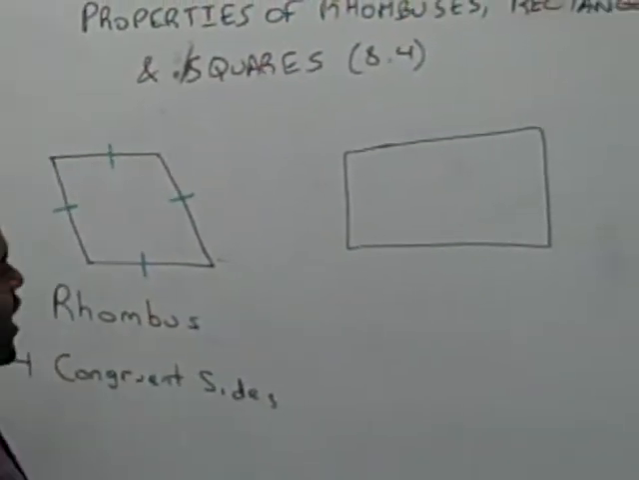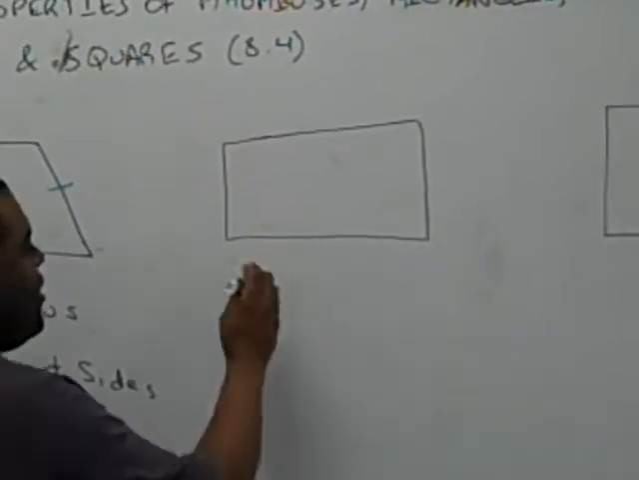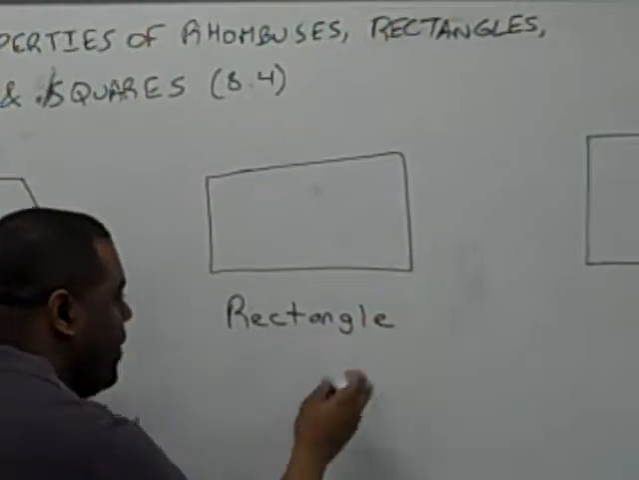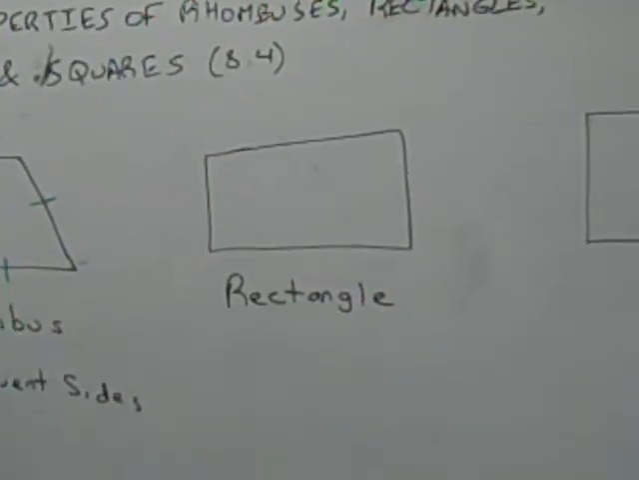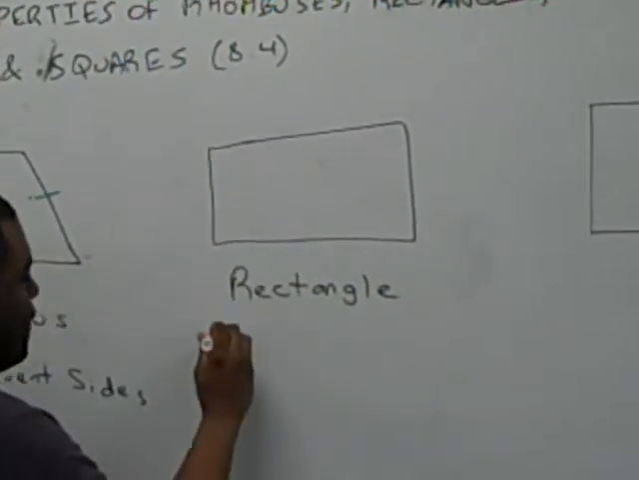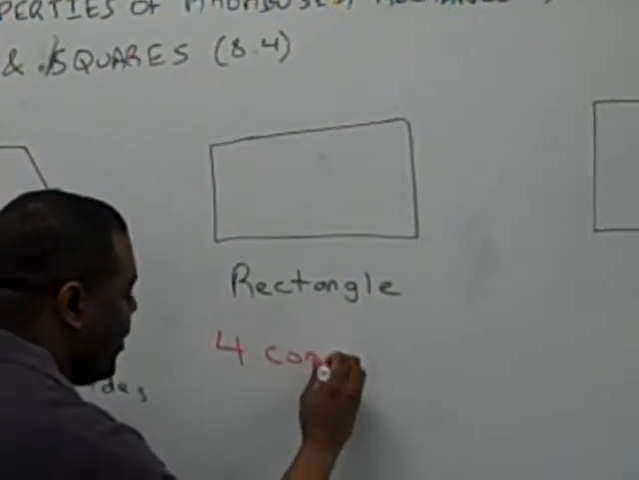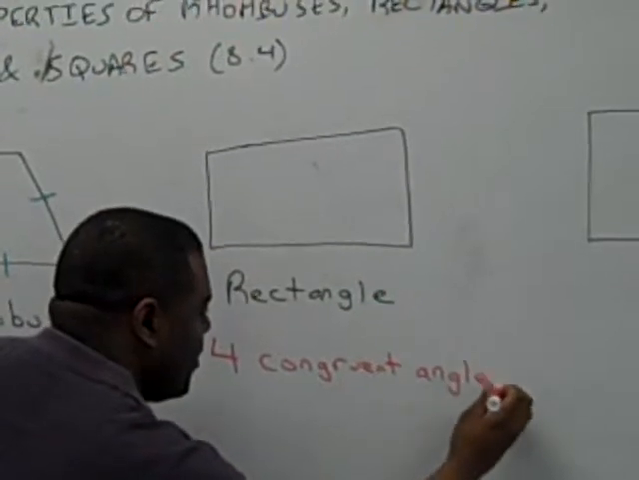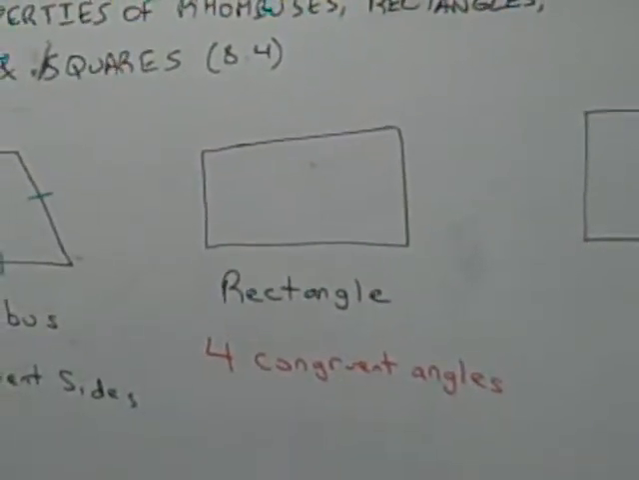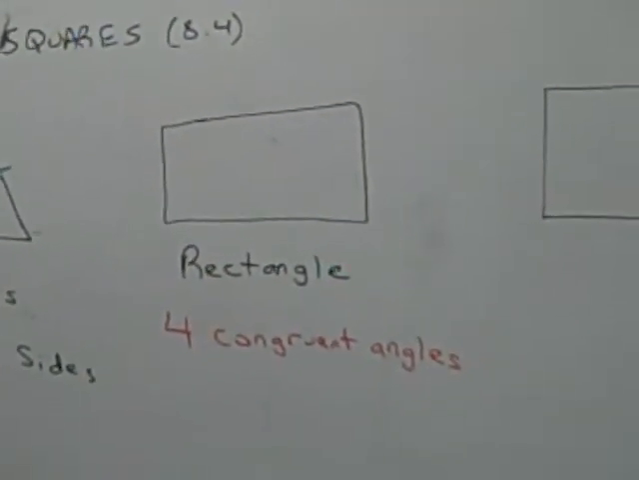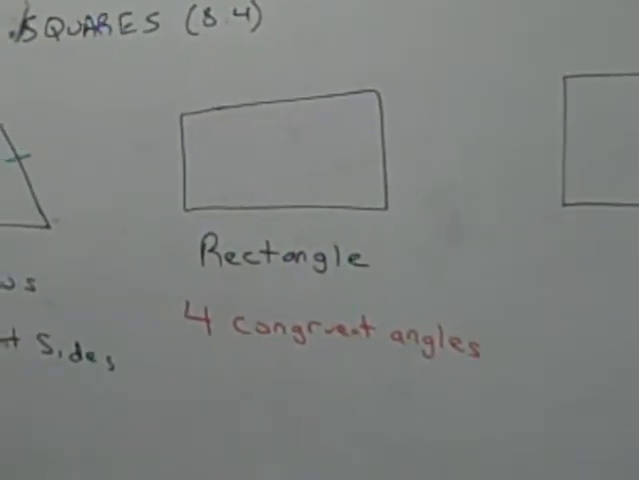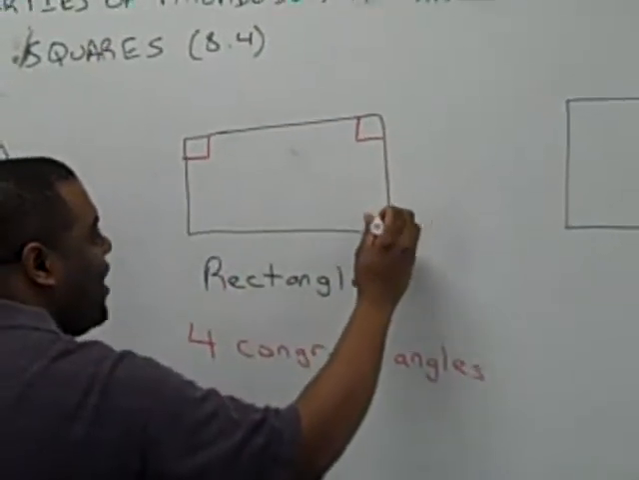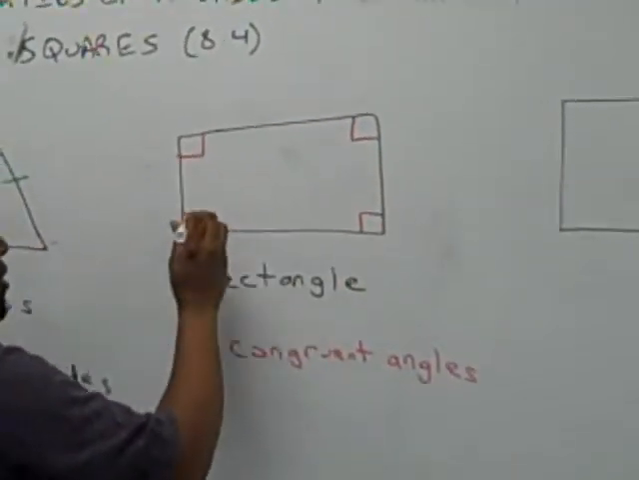Now, over here, we'll use this as a rectangle. Okay? A rectangle has four congruent angles. Now, do you know what kind of angles are in a rectangle? It's a right angle. So these are four right angles. Okay?